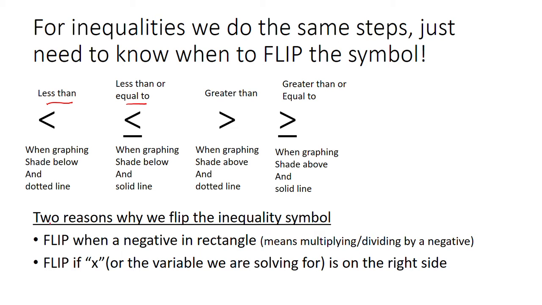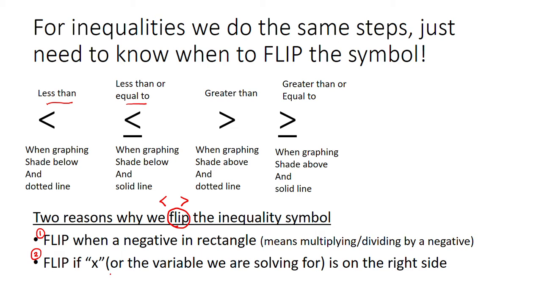All right, this is what we need to focus on. We need to focus on when our symbol flips. So we're talking about if the less than flips to a greater than. It flips if we have a negative in our rectangle when we set up our rectangle and triangle. That means that we would be dividing by a negative number or multiplying by a negative number. Reason number 2, when we flip.